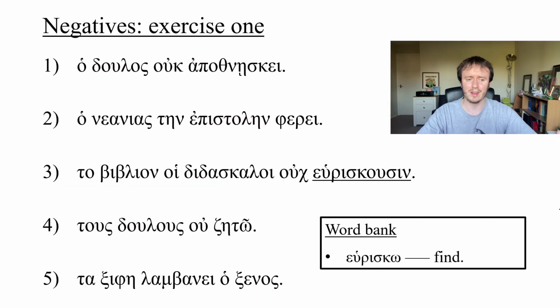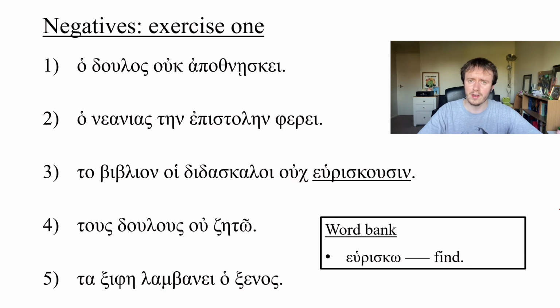Having learned this, it's now time for you to put your knowledge into practice. So on the screen we have exercise 1. Here there are 5 sentences, some of which use the negative ou, which may appear as either ou, ouk, or ouch. So look at each sentence carefully in order to determine whether it has that word not in it.